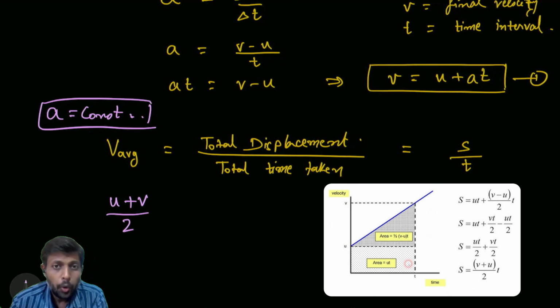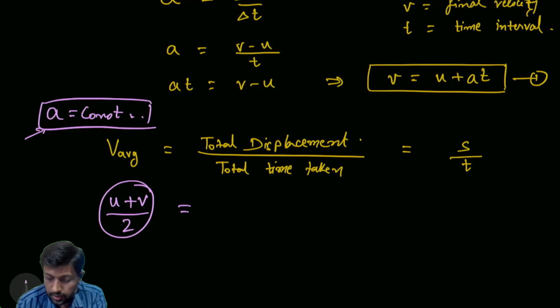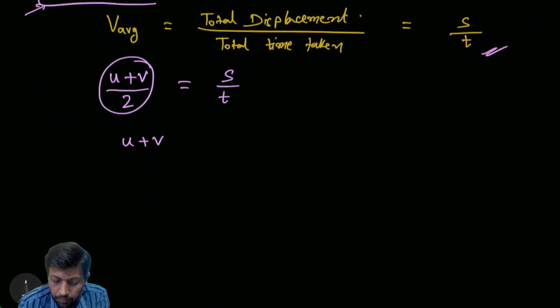This is very, very important. You cannot write this for all the cases, okay? It's only possible when acceleration is constant, and we are going to look at why we can write average velocity as u plus v by 2. For now, just assume that this is correct, okay? Average velocity for a one-dimensional motion having a constant acceleration can be given by u plus v by 2. Now this can also be written as s by t, from this very equation, u plus v by 2 is equal to s by t.